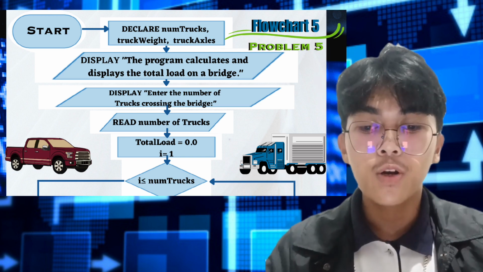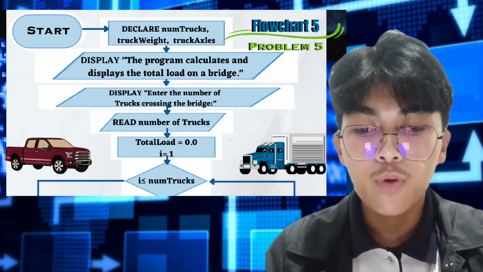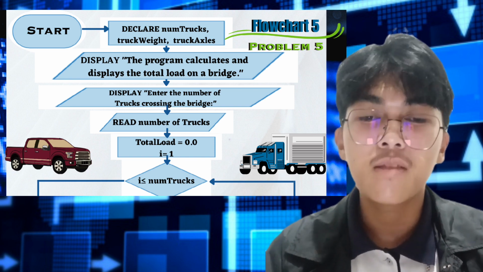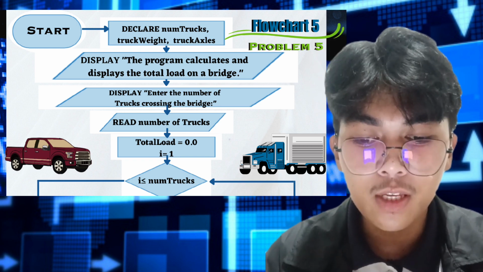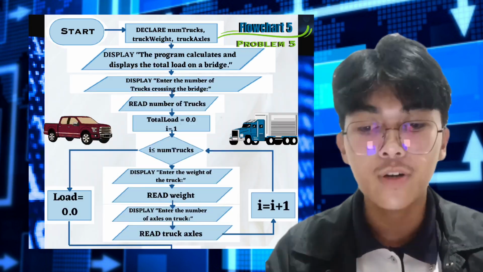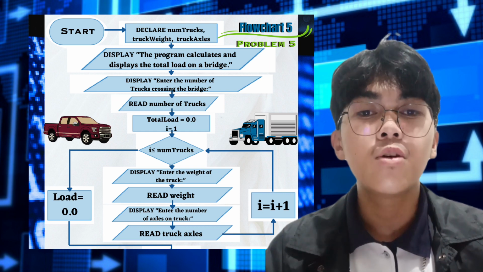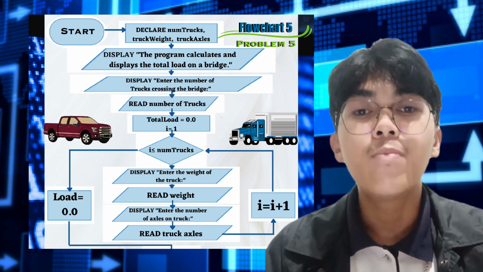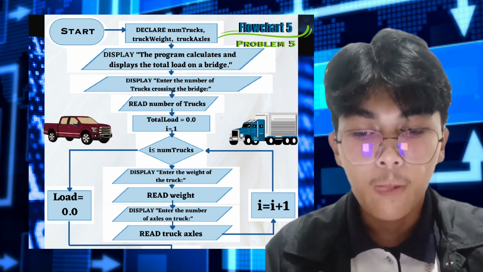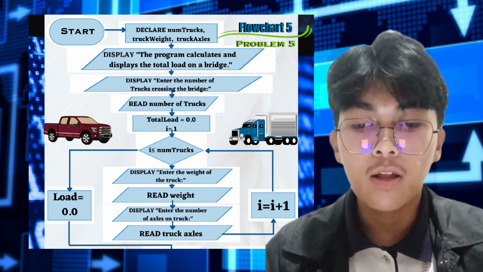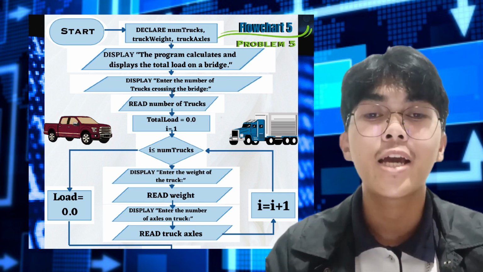After that, we go into a decision in this flowchart, which states: if the incremented value is less than or equal to the number of trucks, and the decision is yes, enter the weight of the truck. The next is read the weight, wherein the inputted value of the weight of the truck from the user will be read by the system. We then enter the number of axles on the truck. After that particular inputted data will be read again by the system.